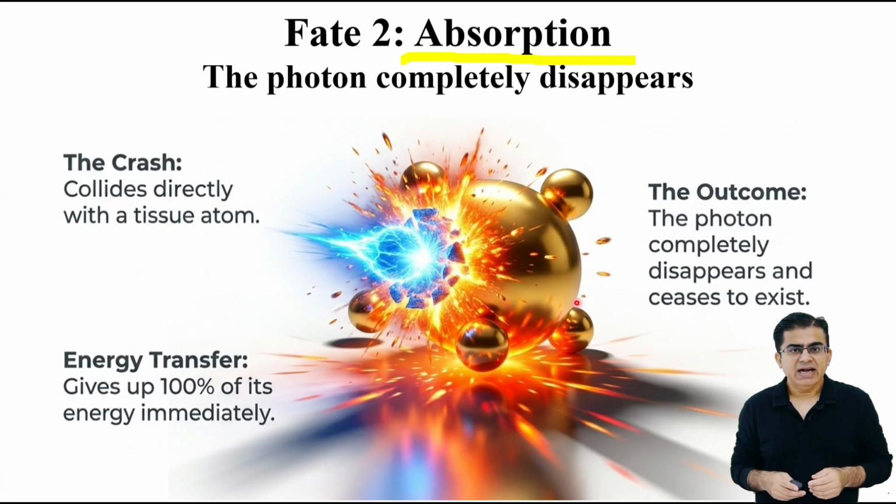Here you can see that a photon has crashed directly onto this atom inside the patient's tissue. During this crash, the photon gives up 100% of its energy. It transfers all of its energy to the tissue immediately. Because it has lost all its energy, the photon completely disappears. It simply ceases to exist. It has been completely removed from our treatment beam.